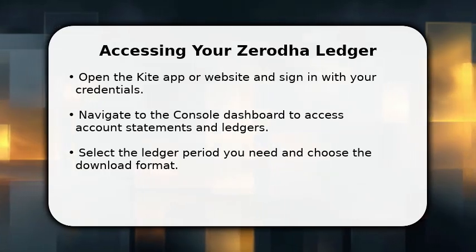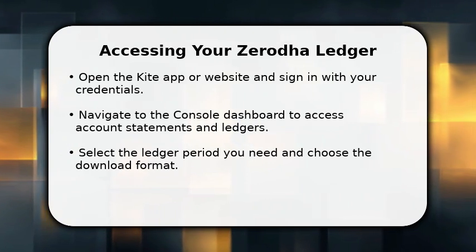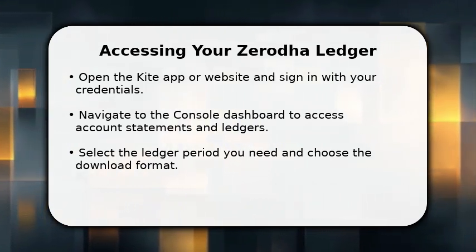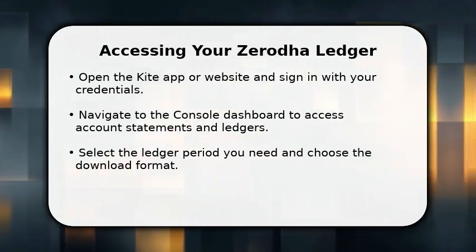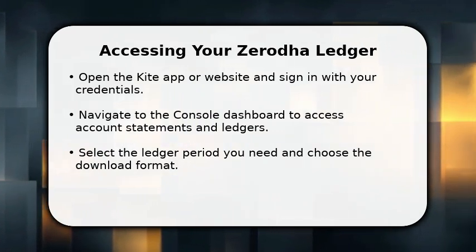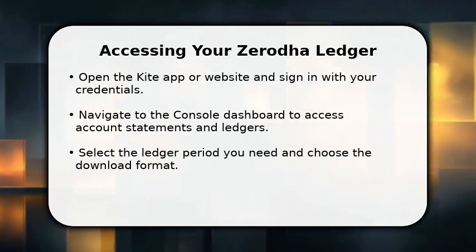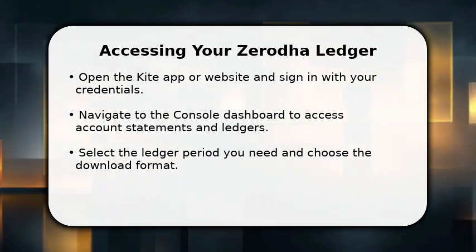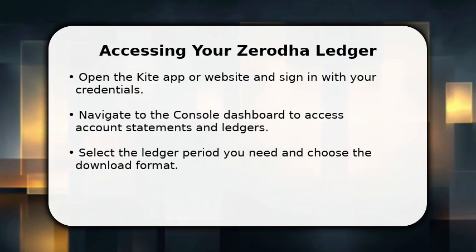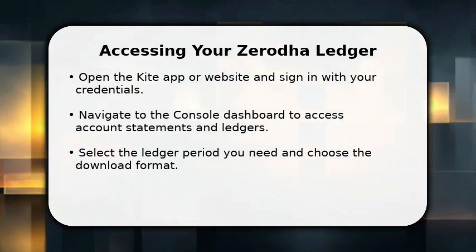In this video, I will explain how to get Ledger from Zerodha full guide. First, sign into Kite and head straight to Console to find account statements. Pick the Ledger section, choose the date range, and select CSV or PDF to download. If you need tax reporting, export the entire transaction list and double-check totals.